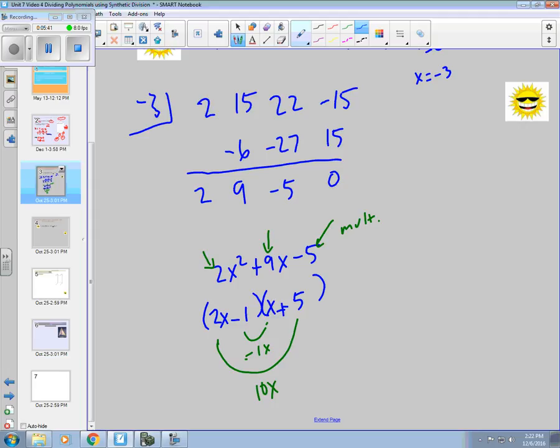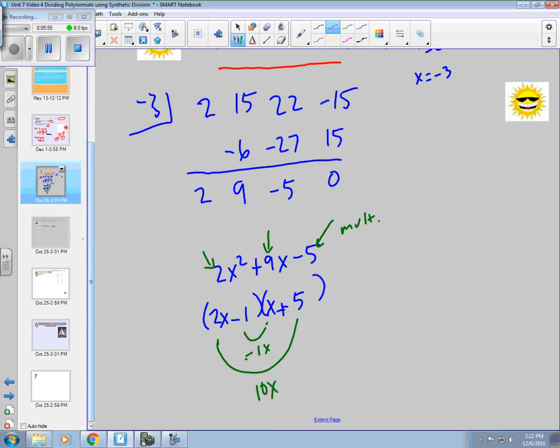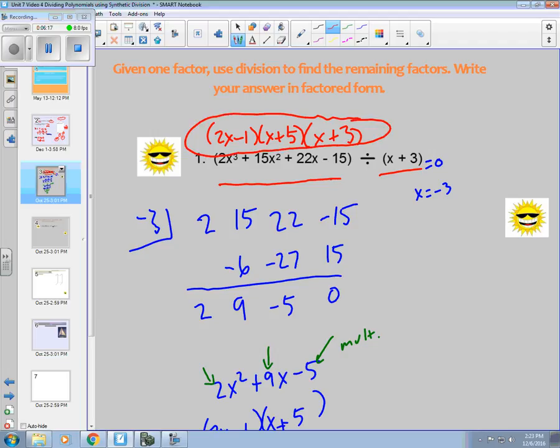Okay, now the last part of this problem, though, they said write this out in factored form. That means what was originally being multiplied that would give us what we had there? Well, it would be the two answers we got on the bottom here, 2x minus 1 and x plus 5. And the third one would be what we originally divided by, x plus 3. That would be the solution to the problem. That's the factored form of this right here. So that's what you're kind of doing on these different problems.